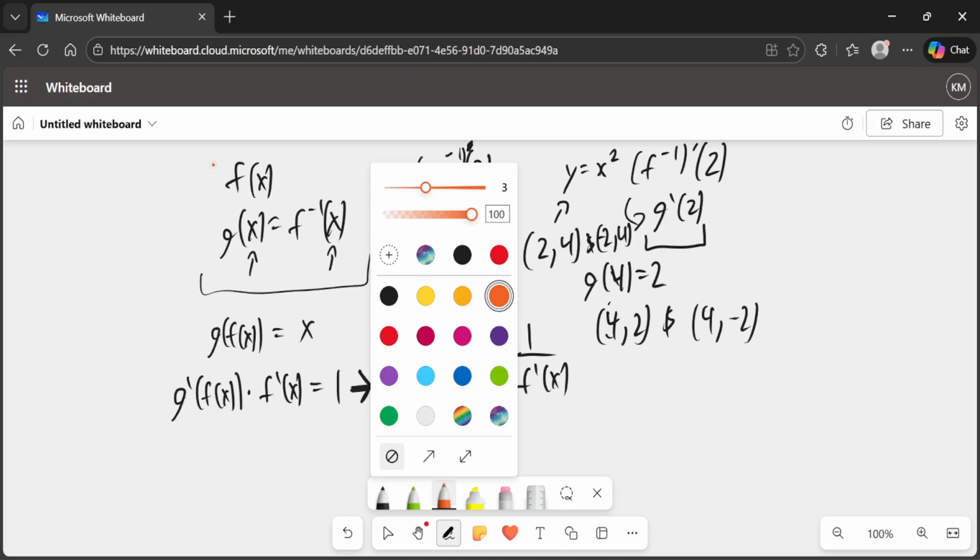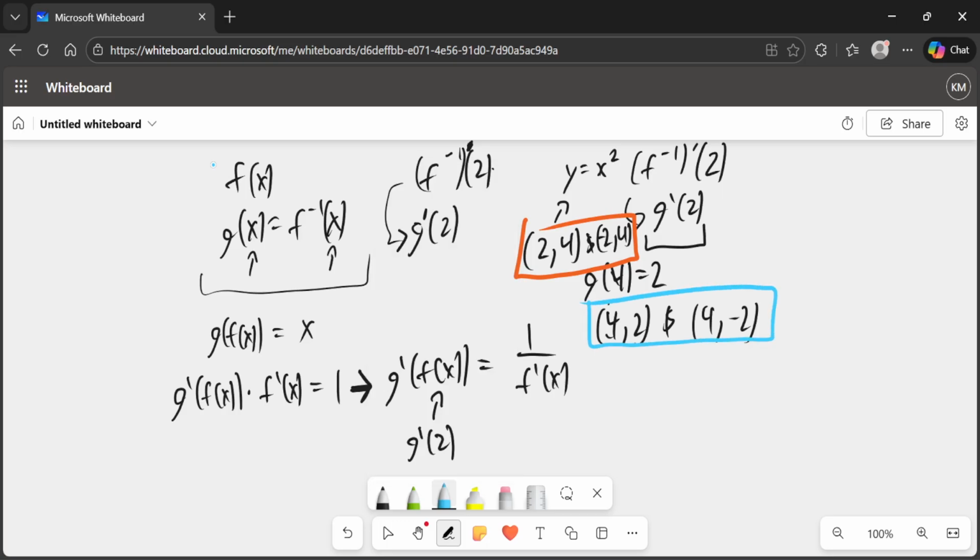So if this is our original here, right? Those are our original points. And then here, these are our inverse points, right? We want to find, and let's just ignore the second one for now and just look at the first one. We want to find something that will make g prime of 2.